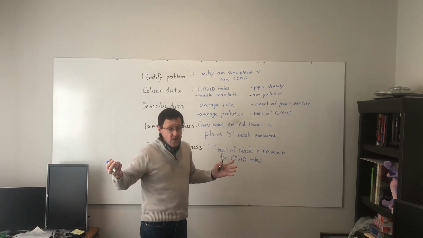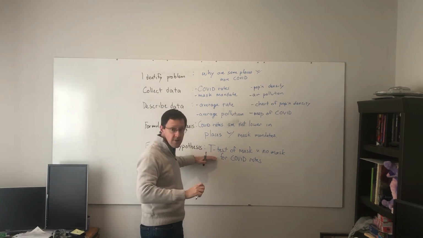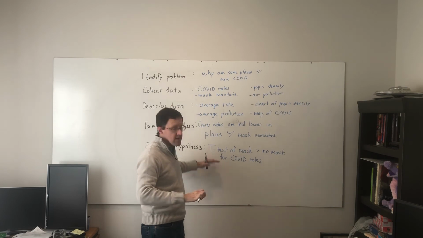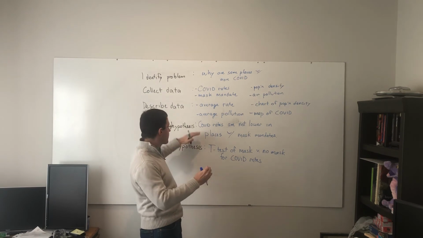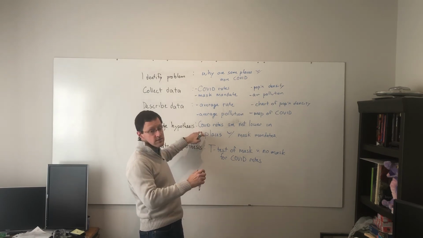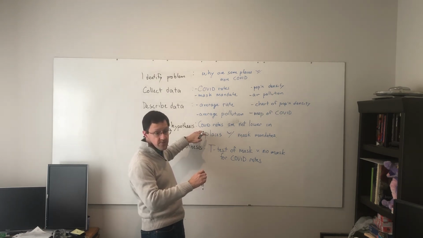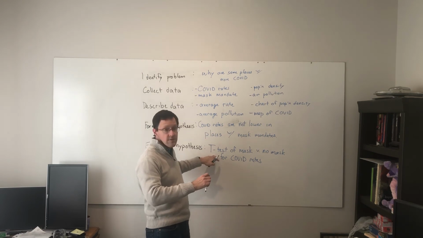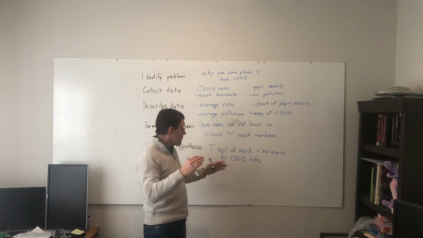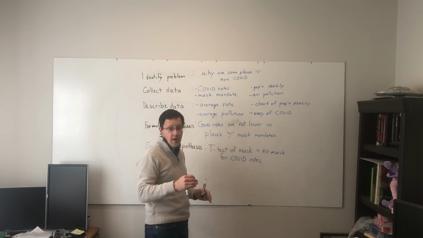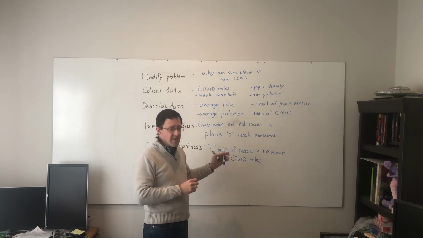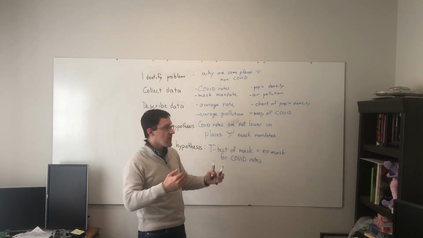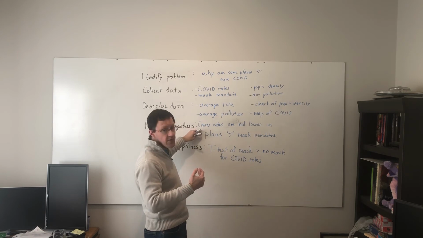You don't need to know why I made this choice. We would then pick a statistical test to evaluate this hypothesis, to tell me what is the probability, sort of, what is the likelihood that the data supports this hypothesis. In this case, the choice would be a t-test, comparing the COVID rates of places with mask mandates versus places without mask mandates. That t-test will tell us how likely it is that the data supports this hypothesis.